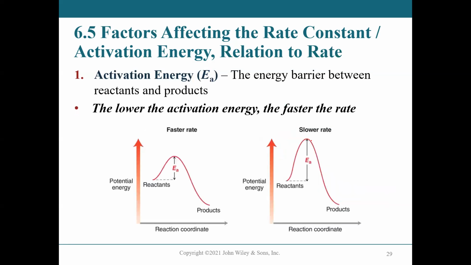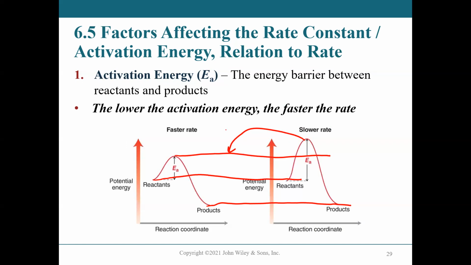What makes catalysts so useful is they lower the activation energy. So you can see in the graph, we start at the same place and we end up at the same place. But what's different? It's the activation energy. So when we decrease the activation energy, we get a faster rate. And that's what they're saying right here.